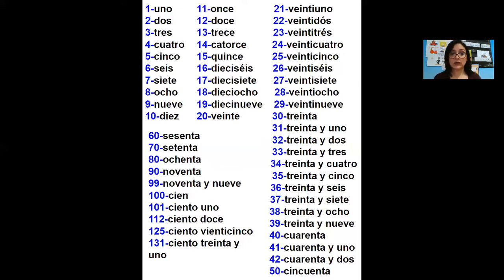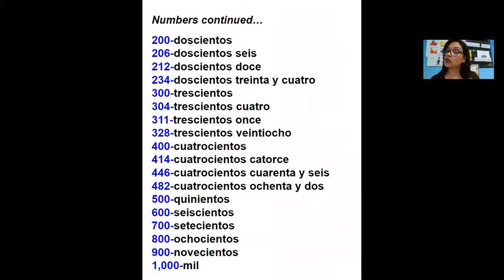131, you'll notice it says ciento treinta y uno. So it still follows the pattern from 31 to 99 where they use the Y. You're just adding 100 in front of it. So third grade, you're going to go all the way up to 200. And how we say 200, repite, doscientos.